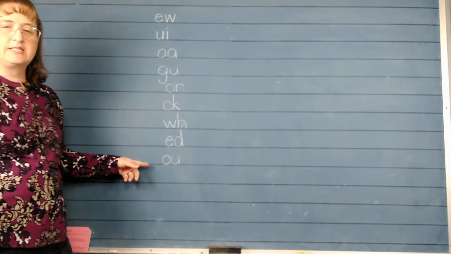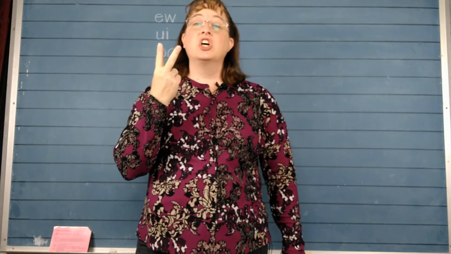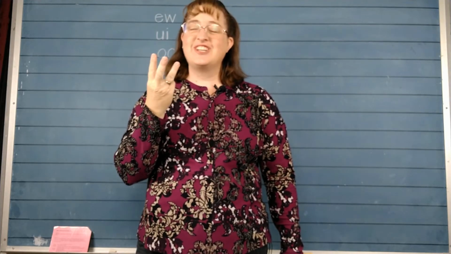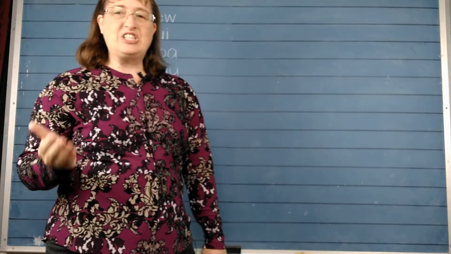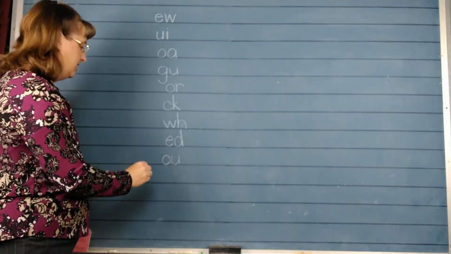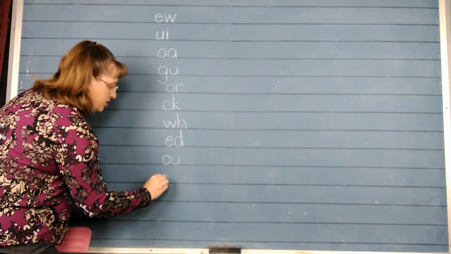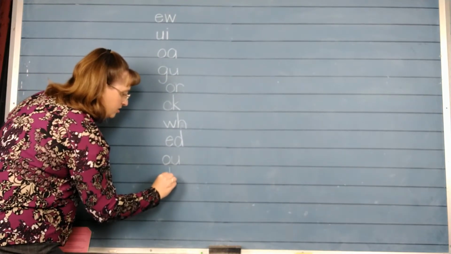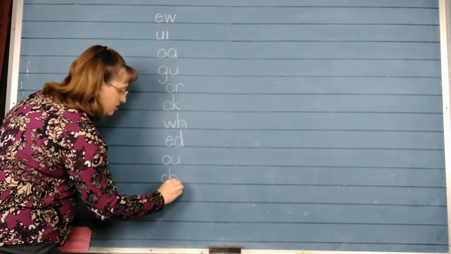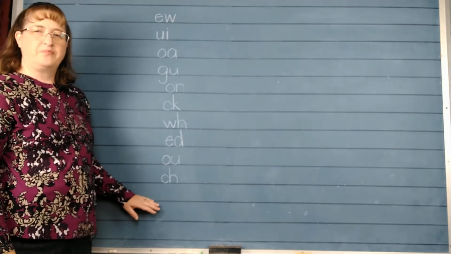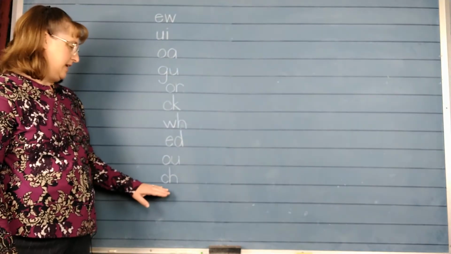Good. Write and say. The next one is ch, k, sh. Say it. Ch, k, sh. What does it look like? Ch, k, sh. Good job. Write and say it.